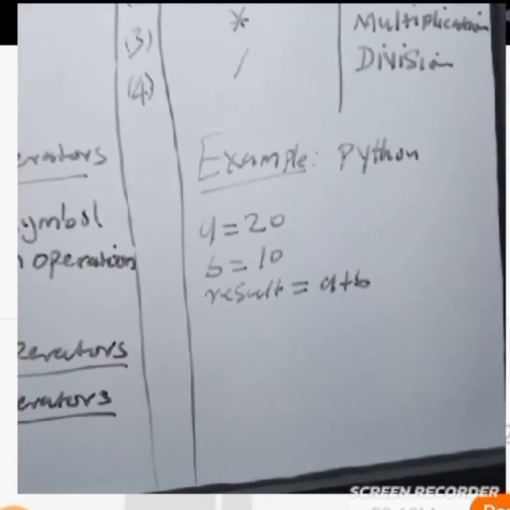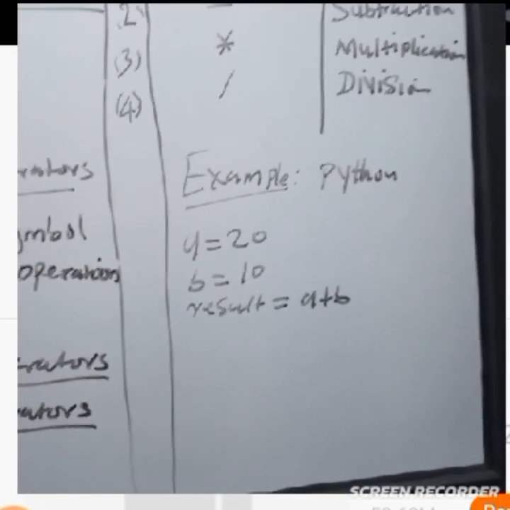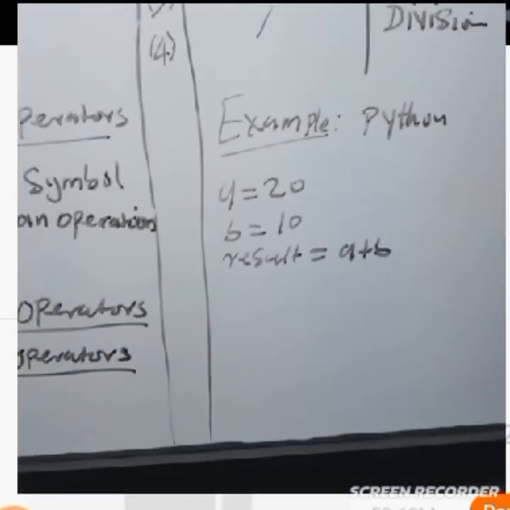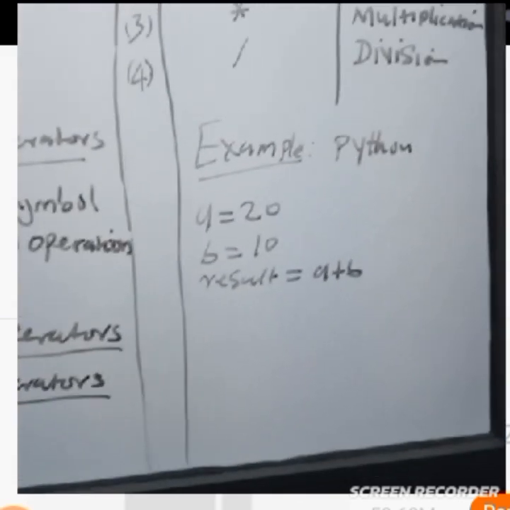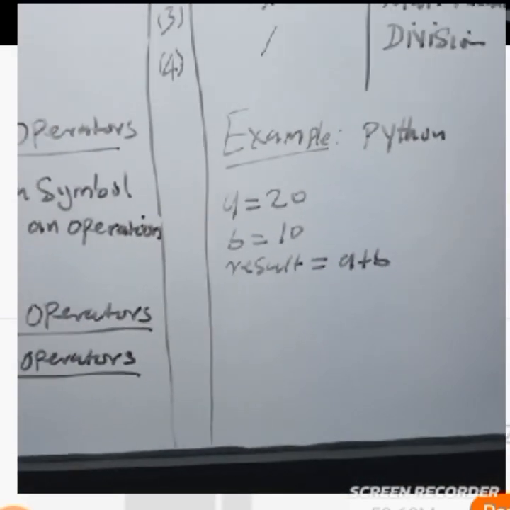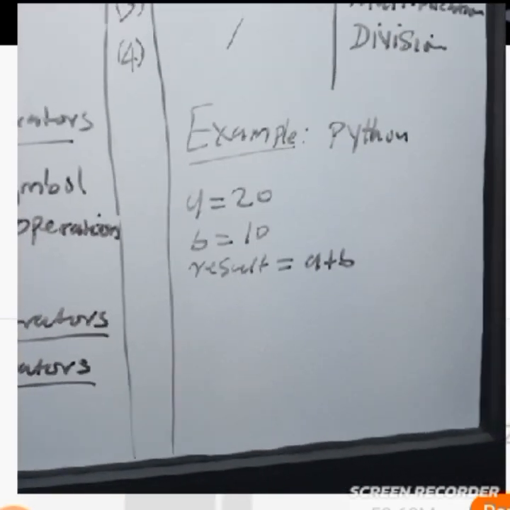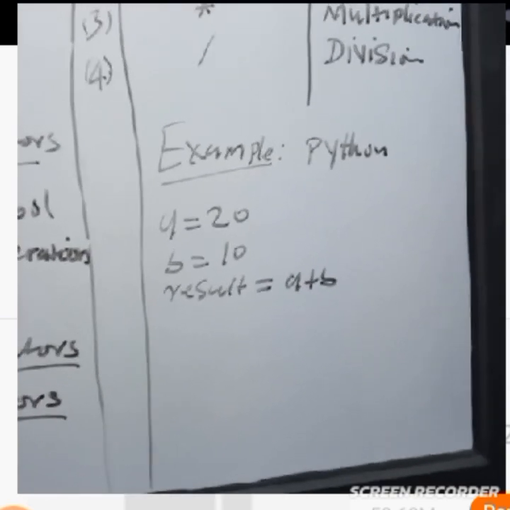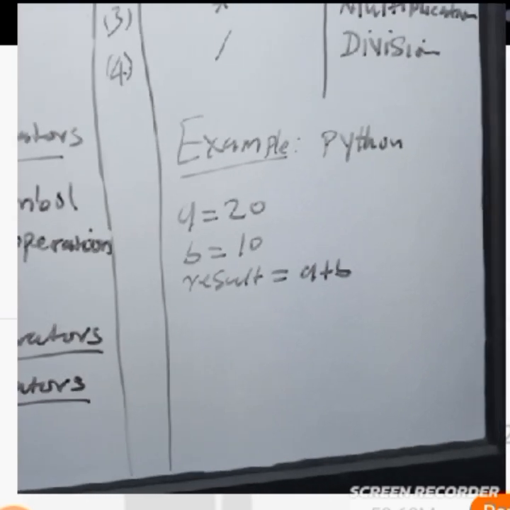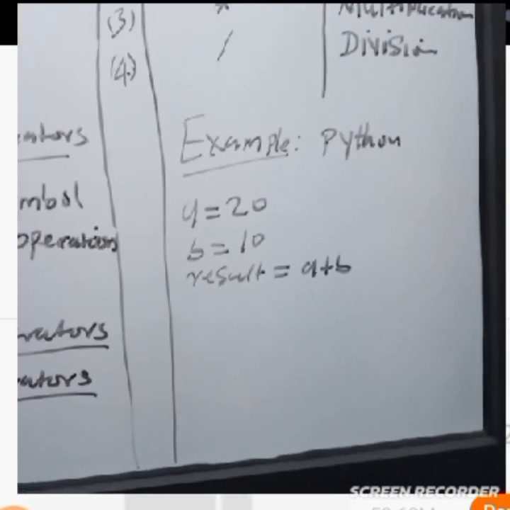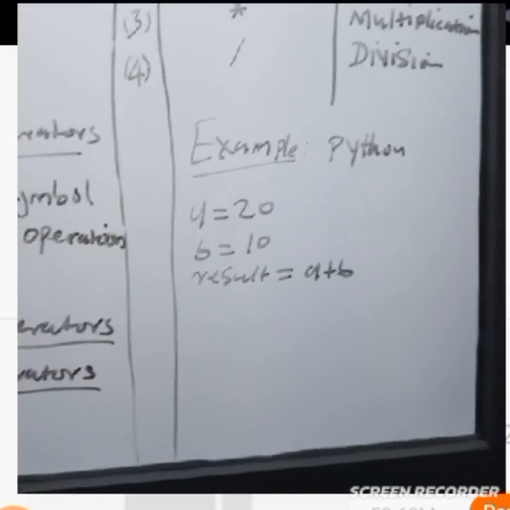You can see the examples of operators on the board. Those examples are Python examples, since we're learning about Python and JavaScript. You have A equals 20, B equals 10, result equals A plus B. You see how that operator is used. The computer adds the value of B to A.